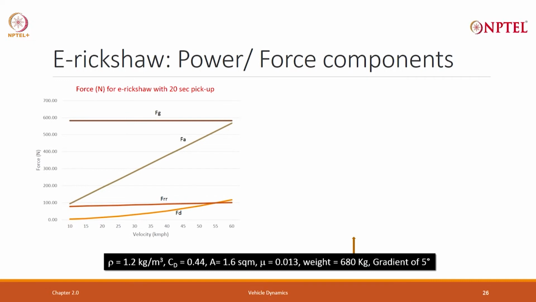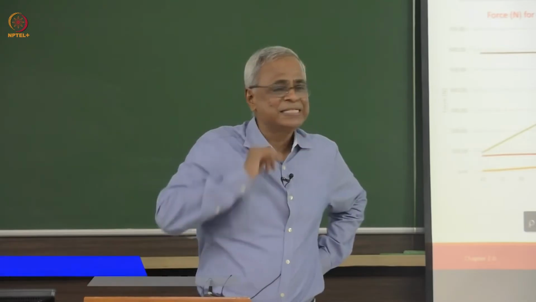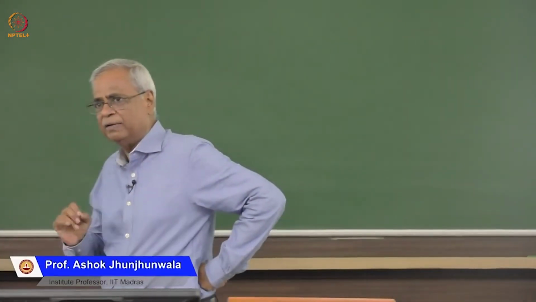Let us move from two-wheeler now to something else, an e-rickshaw. Very similar vehicle, rho is same, CD changes slightly, 0.44, area changes, the amount of area that the air will cut will become larger. Mu is same, weight increases like anything, because suddenly you are talking about 5-6 people. So, instead of 200 kg, you are talking closer to 700 kg, 680 kg. That will make a very, very big difference.